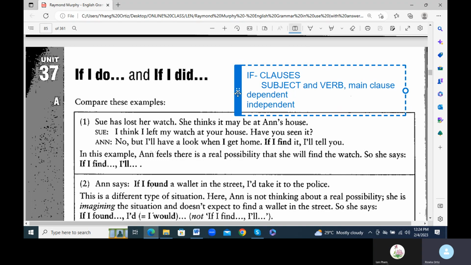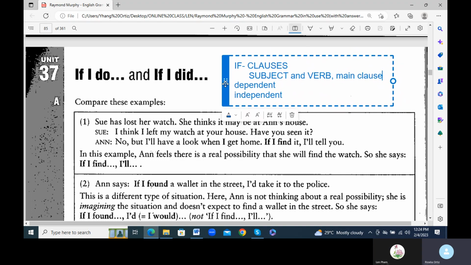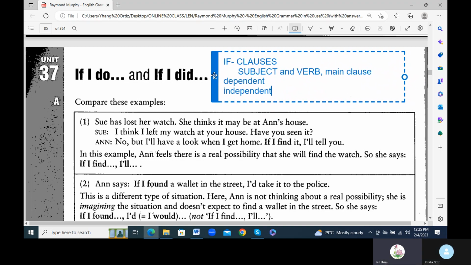Dependent and independent clauses go together in order to make a complete sentence. But independent clauses do not always come after dependent clauses. When we say independent clauses, they don't need dependent clauses.